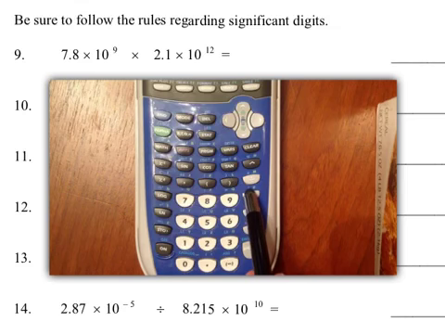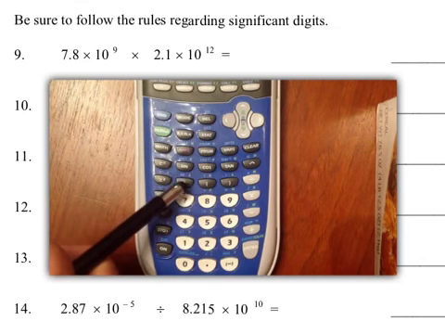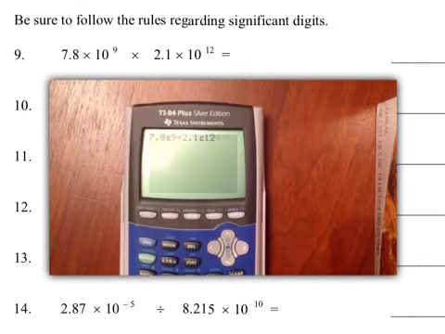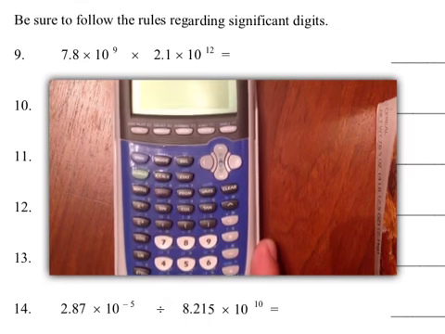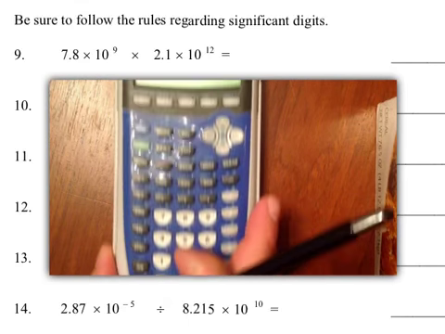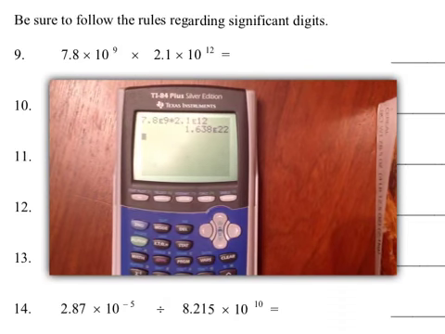Then I'm going to multiply that by the 2.1. And now to say times 10 to the, I simply hit the second function and the EE key. That basically says times 10 to the, and I simply enter the 12. Now you see what I have is 7.8 times 10 to the 9th times 2.1 times 10 to the 12th. When I hit enter, I'll get my answer. Now what I have to keep in mind though is that I don't want to write down this full answer. I'll write it down for right now.